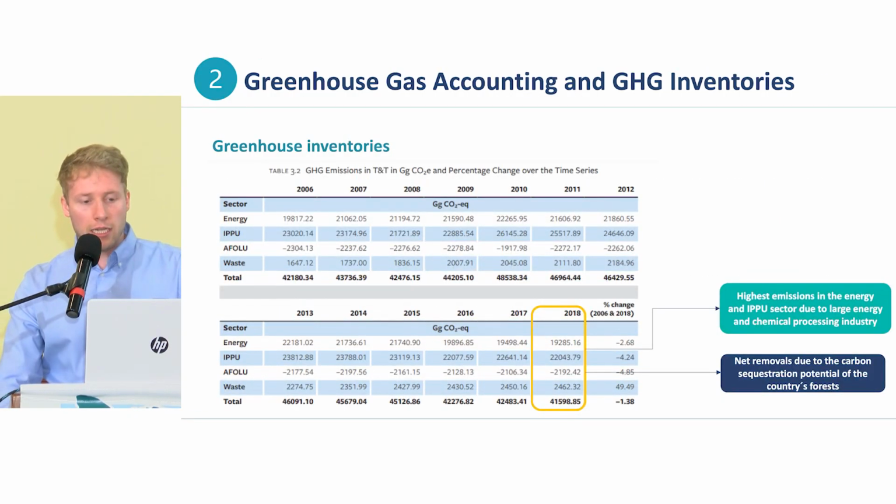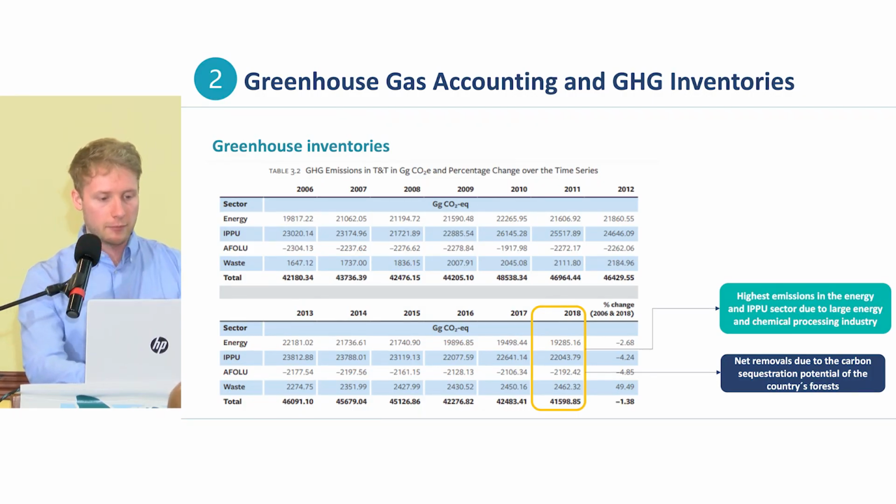Here we have a look. There was a question before, where can we see the inventory? This is from the BUR that was mentioned before, from the last report of Trinidad and Tobago. Let's make this a bit bigger. You see the last year that was reported here, 2018.